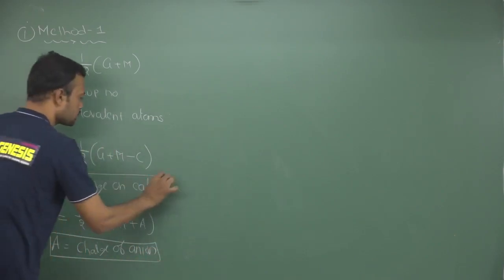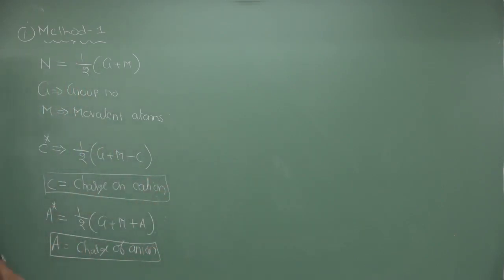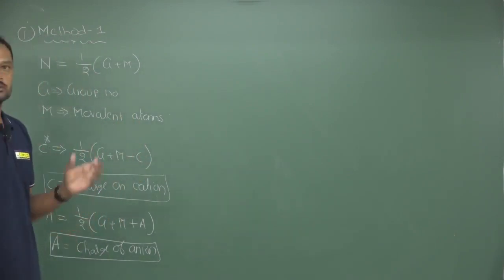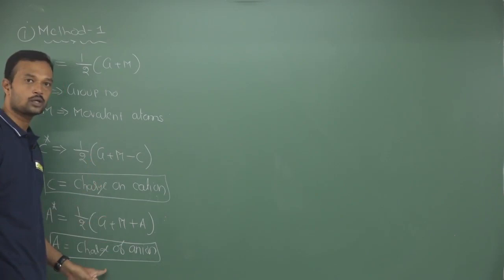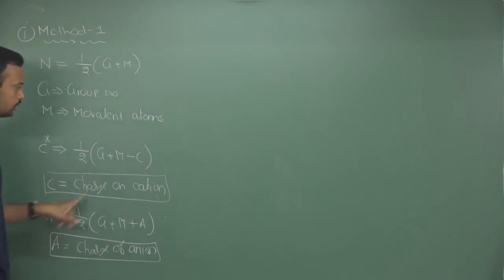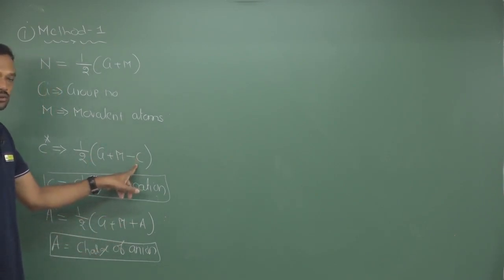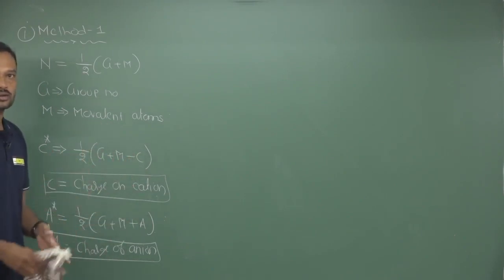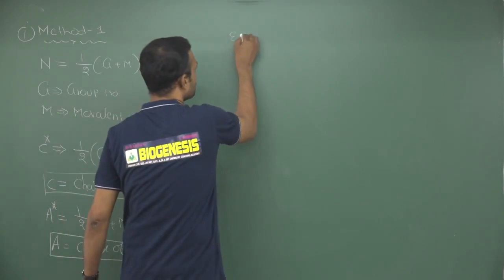So you need to remember these three formulas to calculate the hybridization of any molecule bearing neutral charge, positive charge, or negative charge. Anion is nothing but negative, cation is nothing but positive. Wherever a cation is there, you need to remove electrons. Wherever an anion is there, try to add electrons. Okay, so I will explain one example.